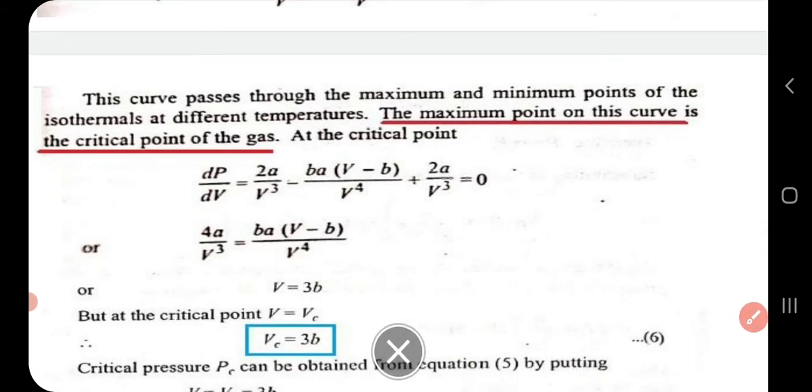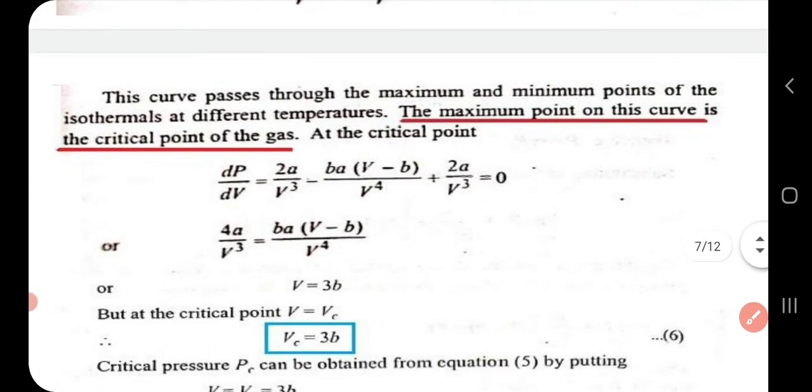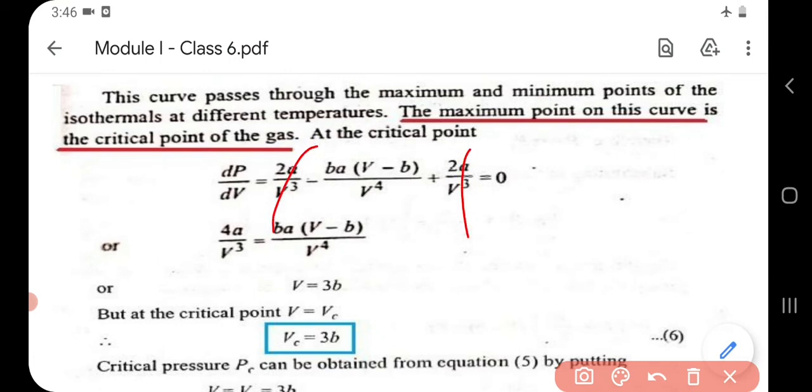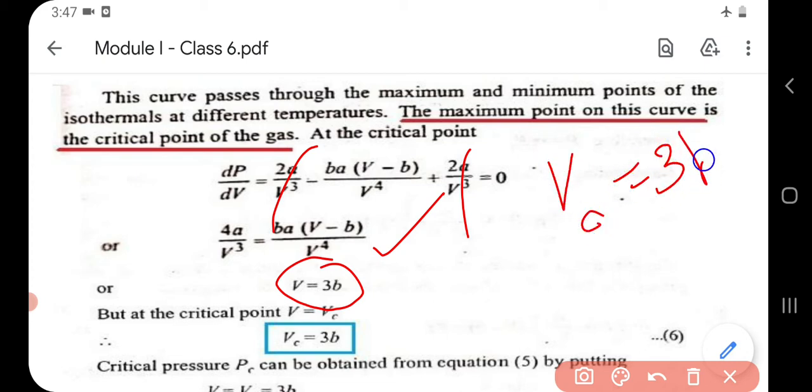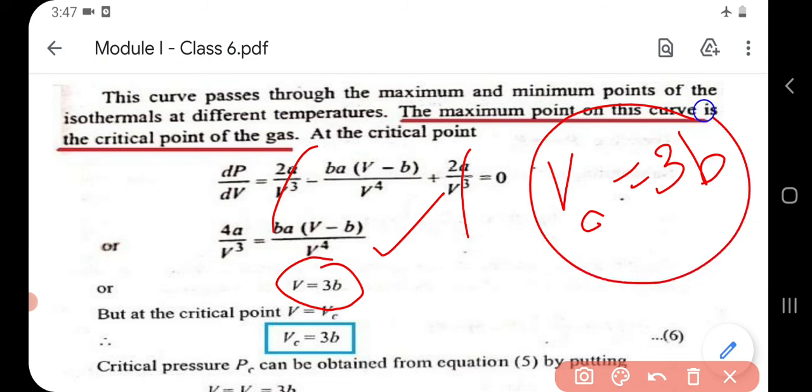On rearranging, this 2 will get cancelled, this and this will get cancelled. So on rearranging, you will get this expression, and finally you will get V as 3b. Since you are concerned about critical volume, instead of V we write VC. So the expression for critical volume VC is 3b.